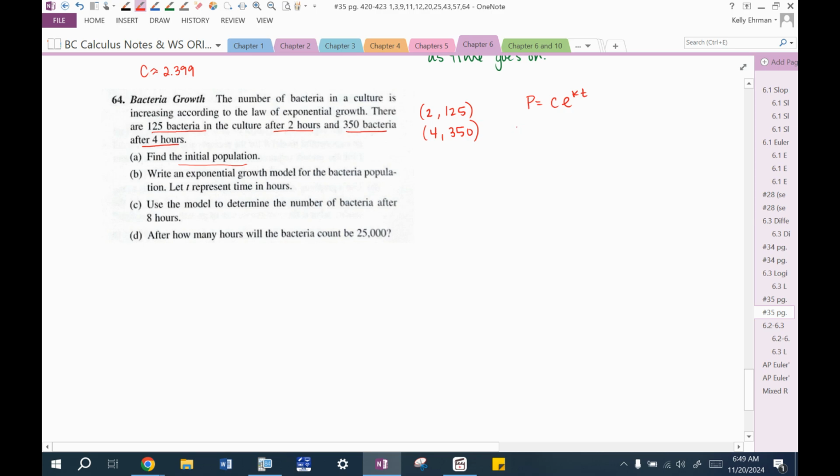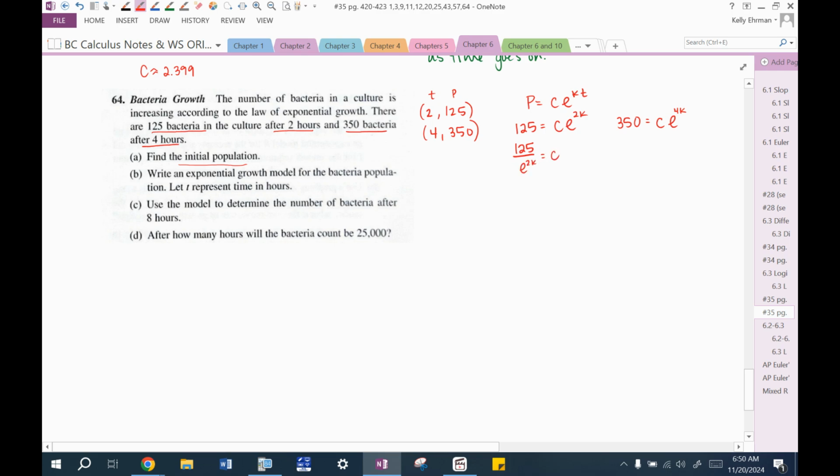Okay, so this would be 125 equals C times e to the 2k, because 2 goes in for t, and the numbers are populations. And then we also have that 350 is equal to C times e to the 4k. Now, this is something that we can set up with a system of equations because we have 2 unknowns, and we can solve each of these equations for C, for example.